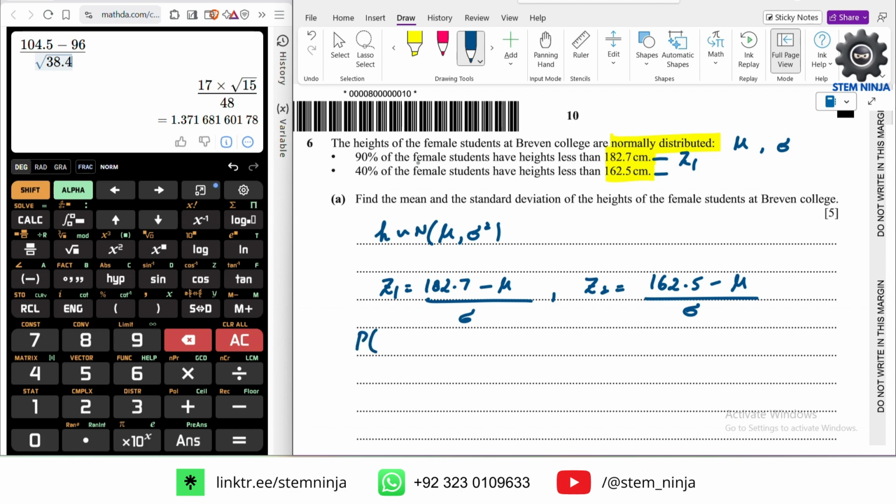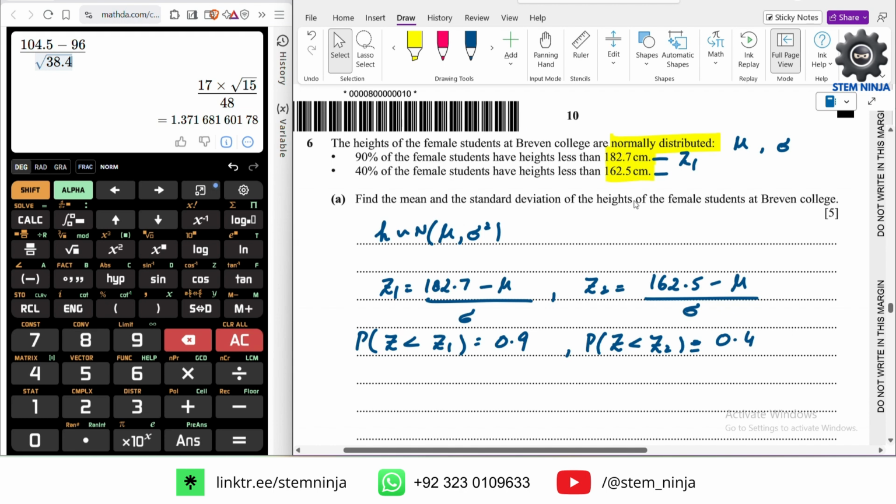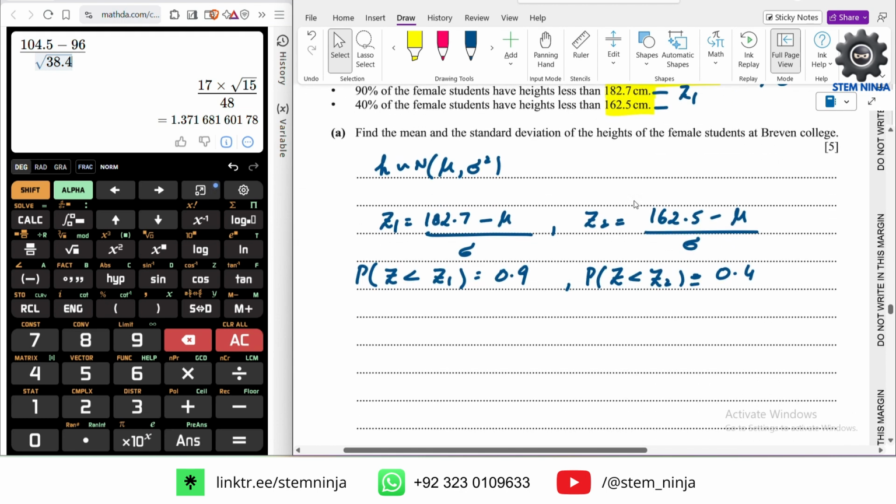So they're saying the probability of heights less than, let's call it Z1, is 90%. And Z less than Z2 is 0.4. Okay, so now that's what we need to figure out. Alright, so we go into the table and figure out which Z values correspond to 0.9 and 0.4.